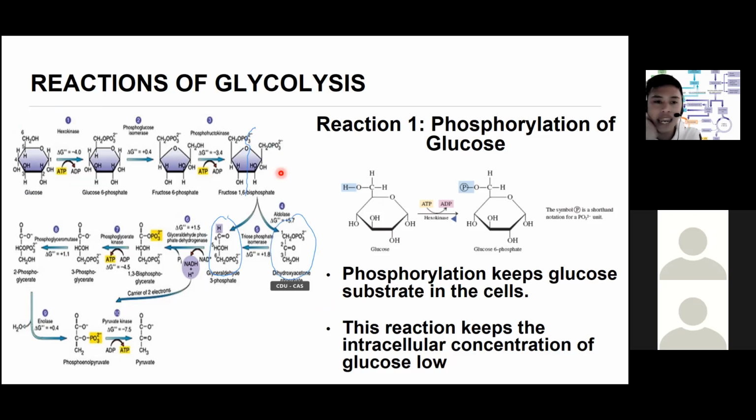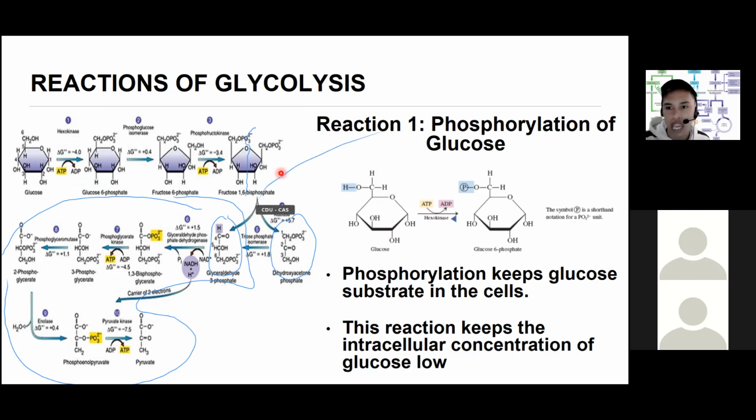glyceraldehyde and dihydroxyacetone phosphate. So at this point, you would notice that this reaction starting from step 6 will then be able to pay off the ATP that is invested in the first stage of glycolysis. Okay? Sige, so what are the important steps in glycolysis?